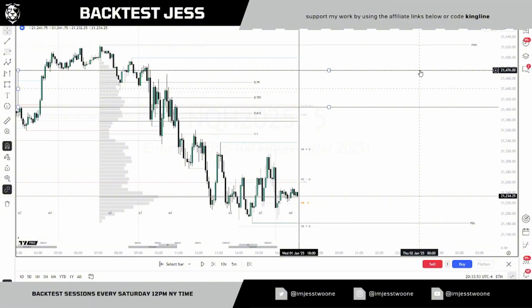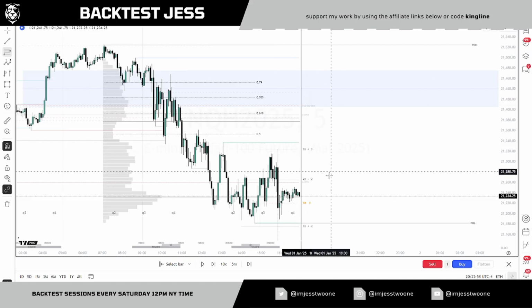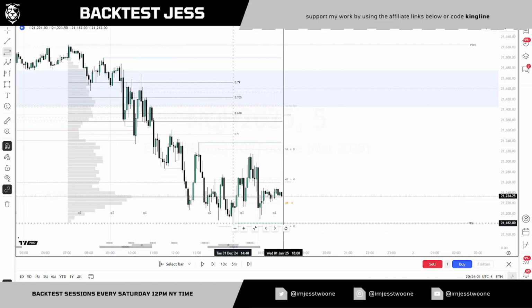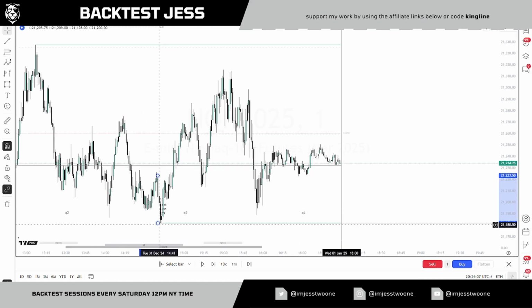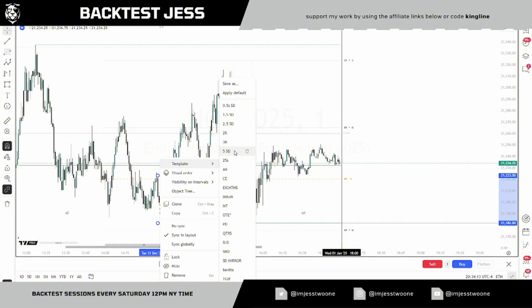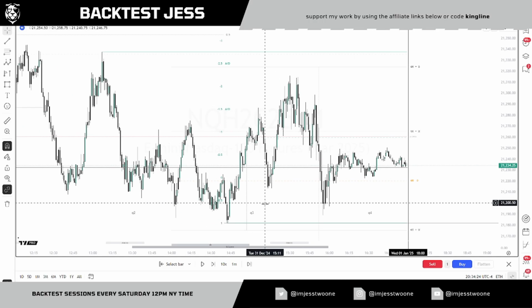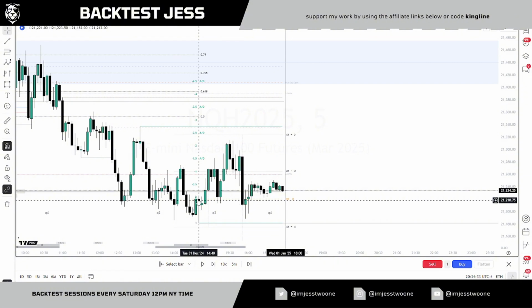Let me change this to a BPR. So that's a 1 hour BPR up there, and I'm gonna drop down to the 1 minute just so we can see what that manipulation swing looks like. Yep, so it would have been just that singular candle on the 5 minute. I'll go back to show you in a second. There we go. Okay, so this is the manipulation swing here. On the 5 minute, it's just this singular candle.